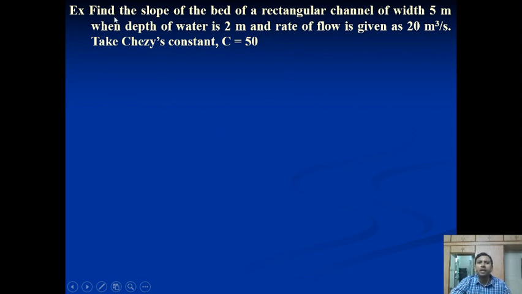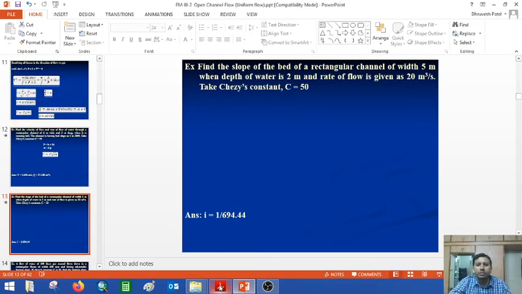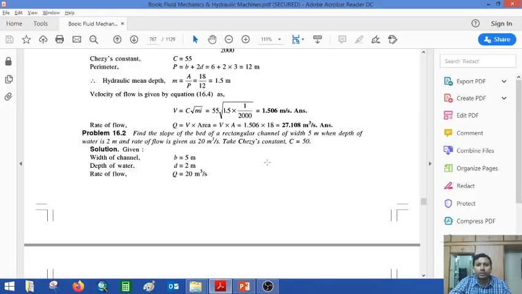That means here we try to find out the slope. The other parameters are given in the example. For example, the width is given, then the depth of the water is given, the discharge is given, then the Chezy constant is given. It means it is a kind of reverse example, where now we find out the slope. So we know the equations, right? So let me show you the second example.